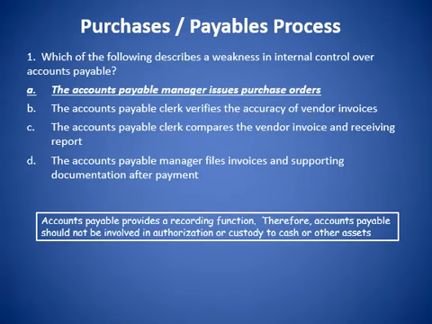Number 1, which of the following describes a weakness in internal control over accounts payable? The answer in this case is A, the accounts payable manager issues purchase orders. Again, this is a problem with segregation of duties. Accounts payable provides the recording function. Therefore, accounts payable should not be involved in authorization or custody of cash or other assets. So the answer is A. Let's go on to number 2.